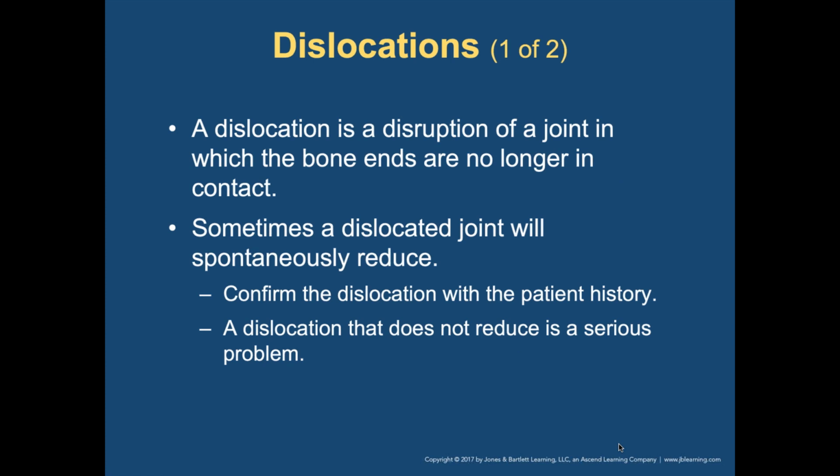You'll be able to confirm the dislocation just by doing a good assessment. Sometimes a dislocation is not going to reduce and does cause problems. It's very painful. It is associated with joints around the shoulders, the fingers, the elbows, and the knees. Those are your biggest ones that pop out.